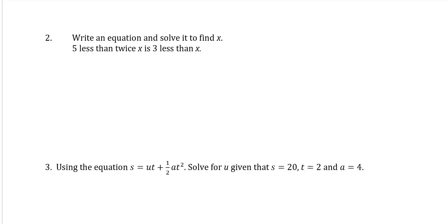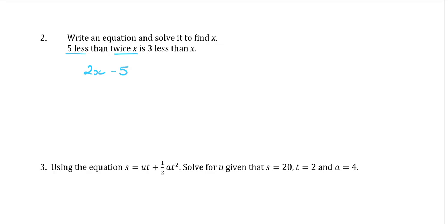So it says 5 less than twice x. So twice x means 2x, and 5 less than that means I want to subtract 5. If you do 5 minus 2x, that would be wrong, because that means you're saying the 2x is the one that has been taken off. Where it says in the question, 5 less, the 5 is the one that has to be subtracted, which is the opposite order to the way that it's written in that question.